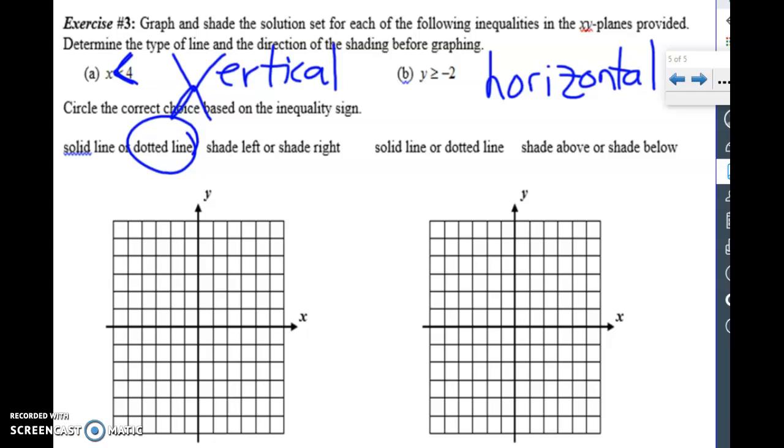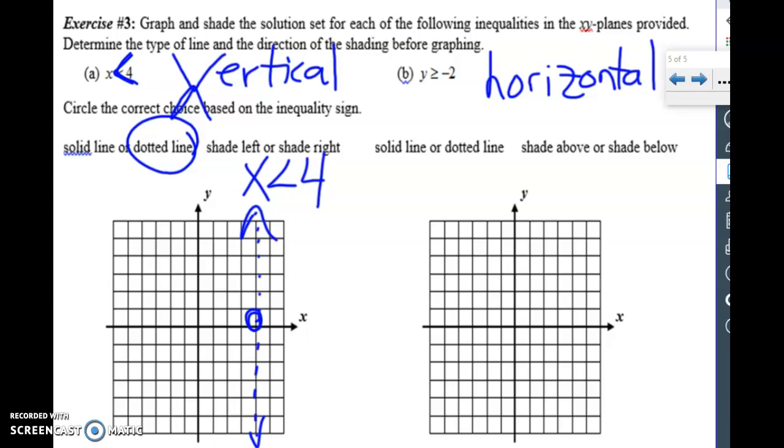So I'm going to go to 4 on the x-axis, 1, 2, 3, 4, and I'm going to put an open circle, because again, it's not equal to 4. It's just less than 4. And then it's a vertical line, so a dotted line that is vertical up and down the page, and then let's label it x less than 4.